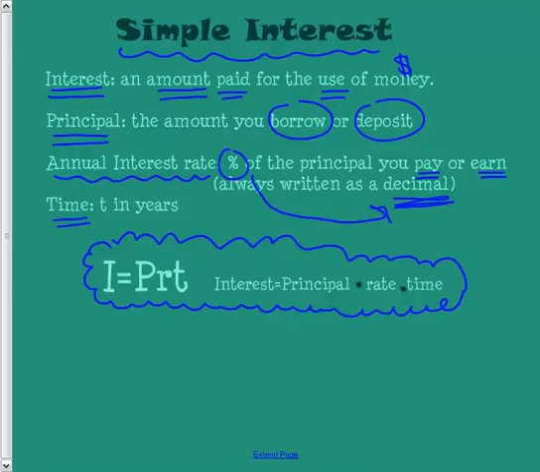And then time is always in years. So if they would give you months, for example, 2 months, we would change it into years. If they said 2 months, we would say, okay, how much is a year? 12 months. So this would be 1/6 of the year. All right, let's do a couple examples.